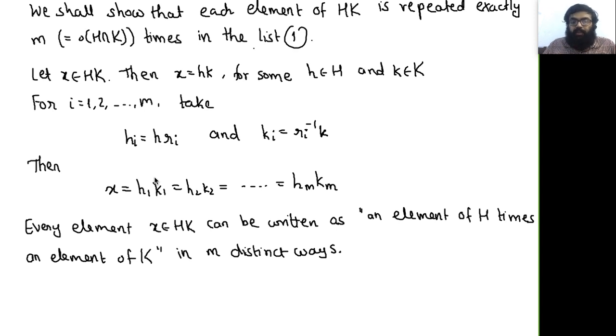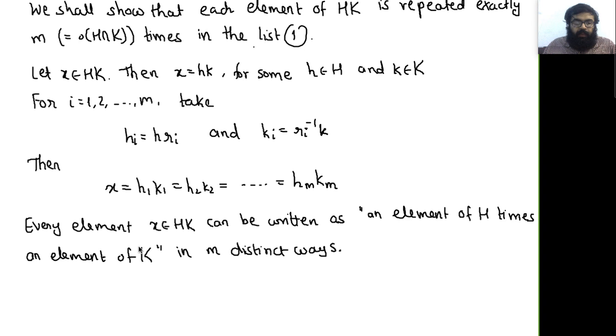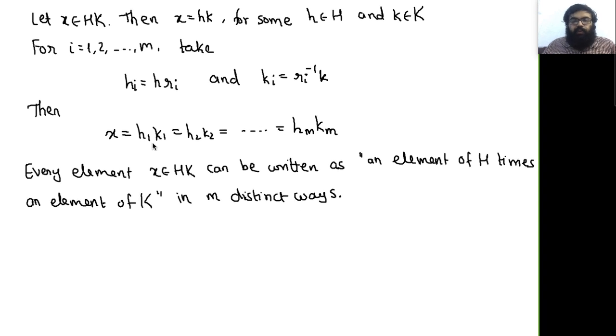So that means suppose HK can be written as some other representation, then it should be one of these. Are you following? So M distinct ways we have found to write HK. But what we will show is that these are exactly the M. What we have found are the only ways to write HK. There are no other expressions.